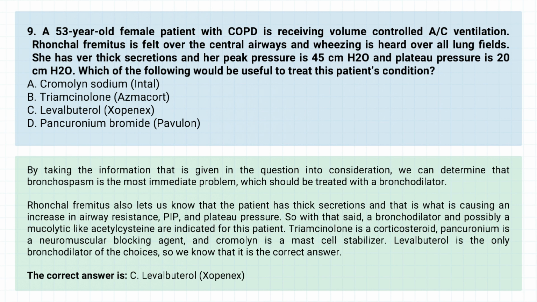Triamcinolone is a corticosteroid. Pancuronium is a neuromuscular blocking agent, and cromolyn is a mast cell stabilizer. Levalbuterol, aka Xopenex, is the only bronchodilator of the choices, so we know that it has to be the correct answer. The correct answer is C. Levalbuterol, aka Xopenex.